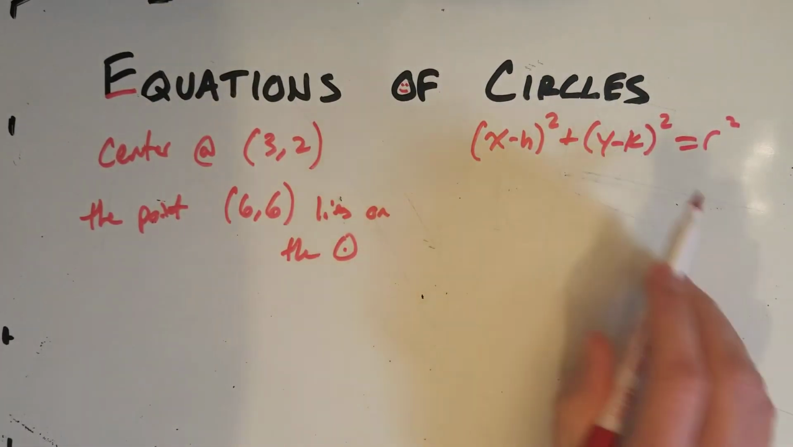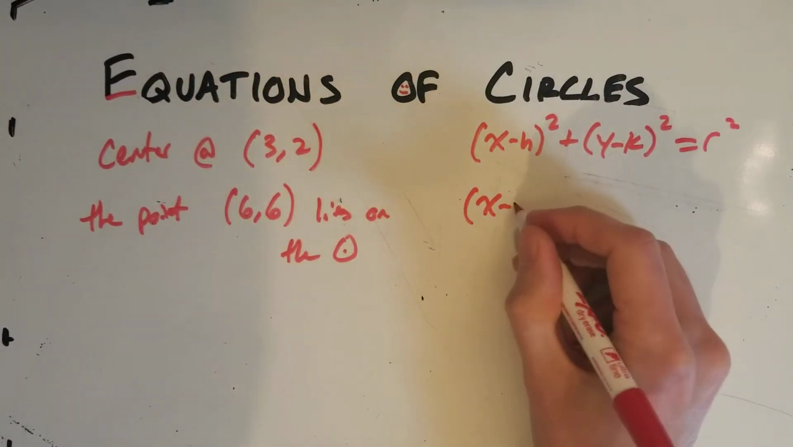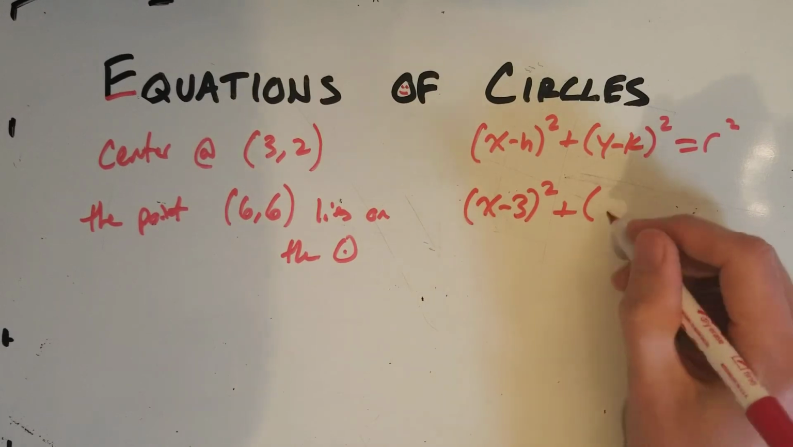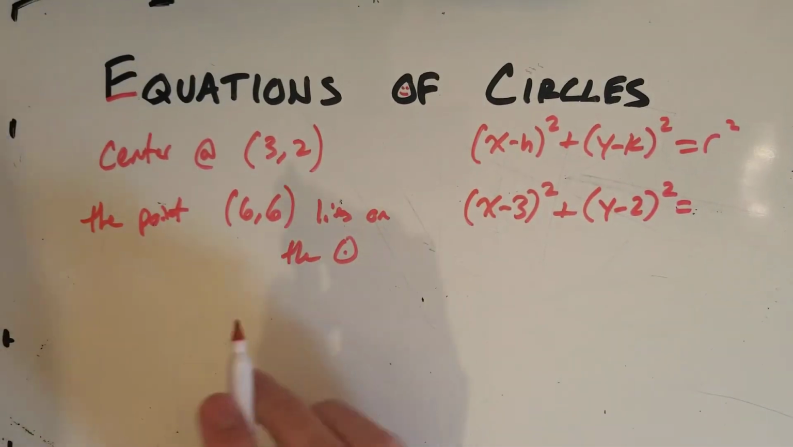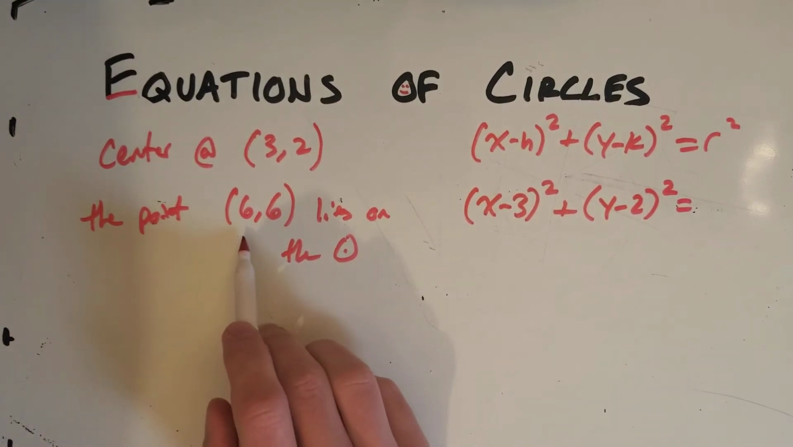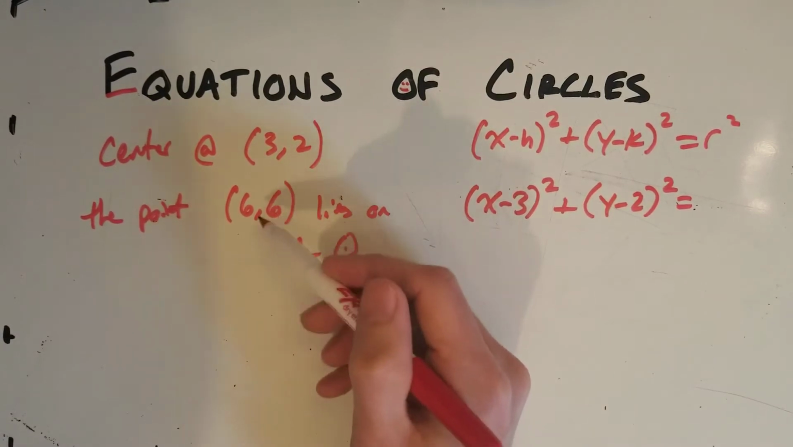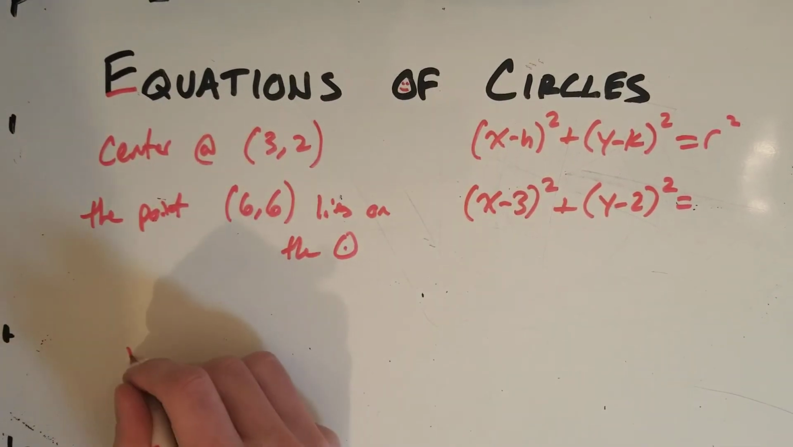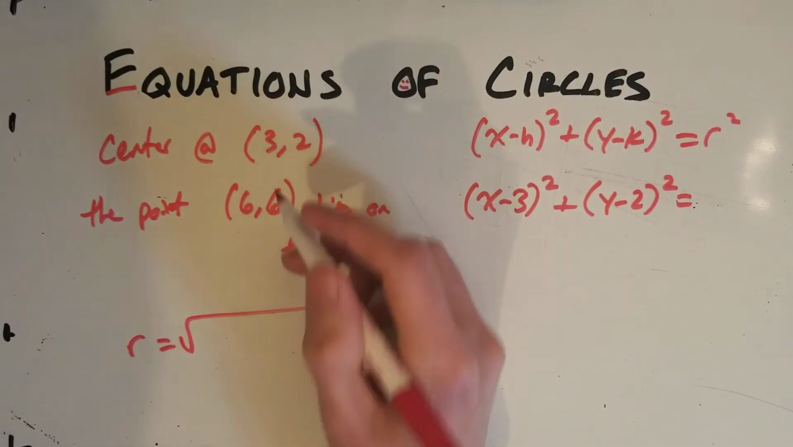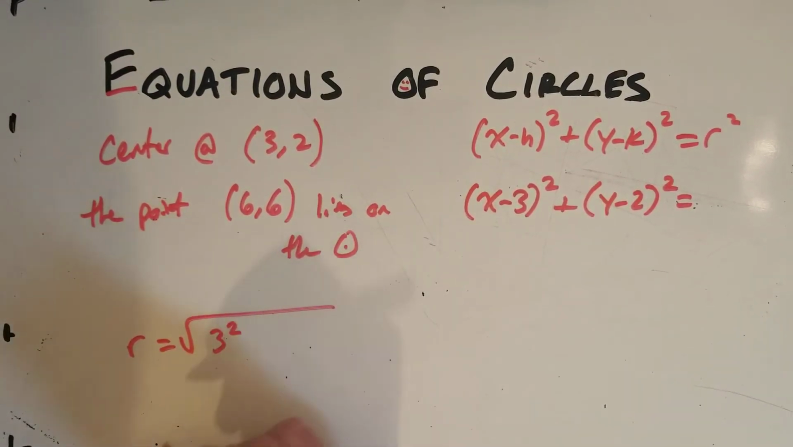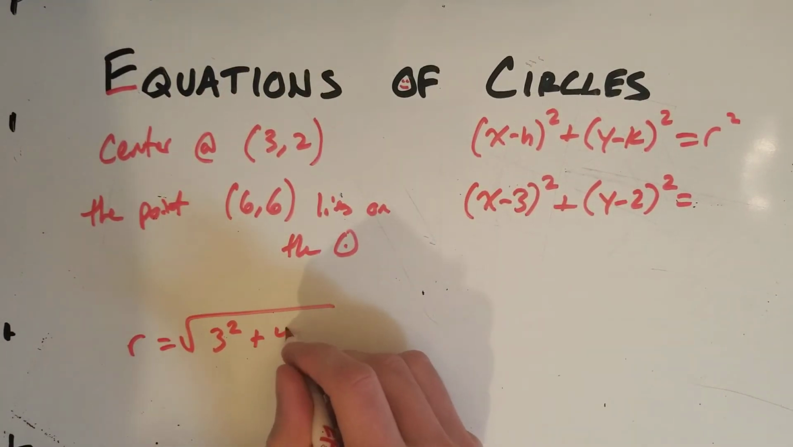So we need to think of what we know. We know the center, so we know it's going to be (x minus 3) squared plus (y minus 2) squared. We don't know the radius though. But we do, however, have a point that lies on the circle, and we have the center. So to find the radius, you can use the distance formula if you want. I'm going to say r for radius, but the distance would be the square root of the difference in your x coordinates, so 6 minus 3, which is 3 squared, plus 6 minus 2, the difference in your y coordinates, which is 4 squared.